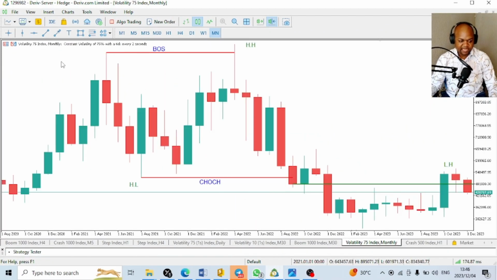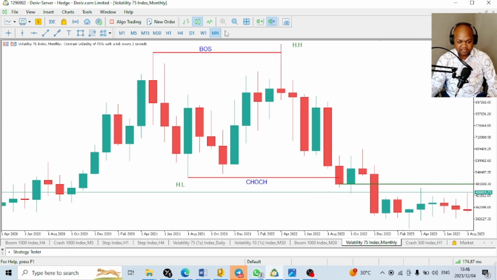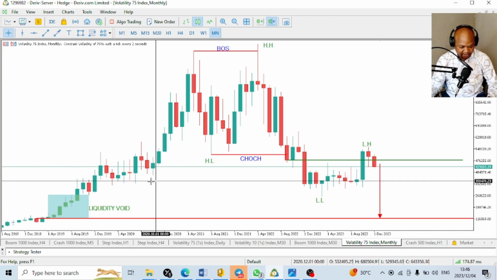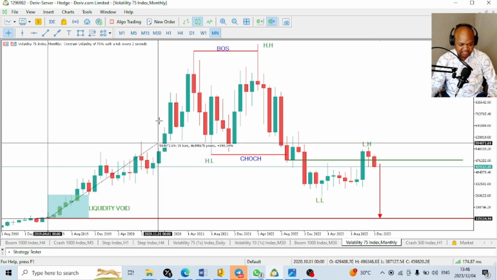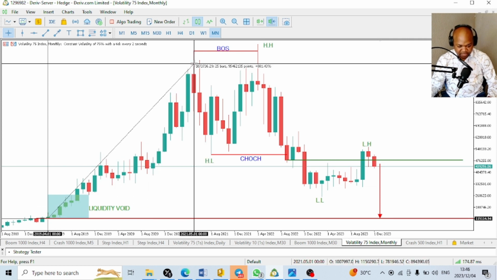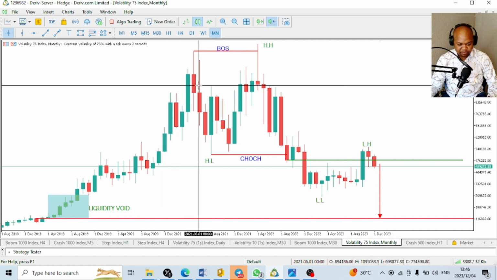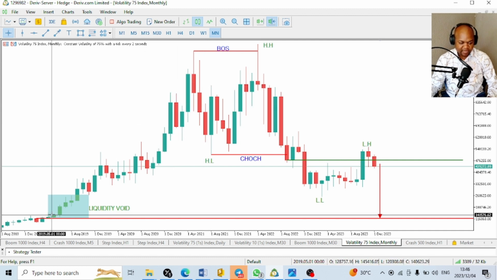So we have Volatility 75 and we are on the monthly chart. On the monthly chart, let's try to identify what has been happening. We can see from April 2019, volatility has been moving up until it reached April 2021. During this phase, the trend was bullish. The market was moving up.